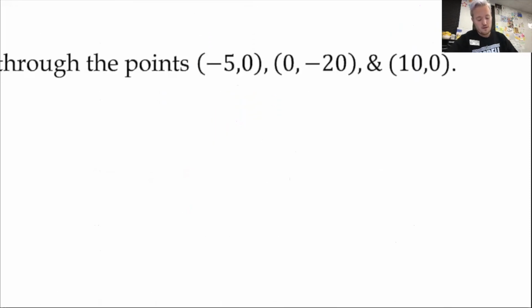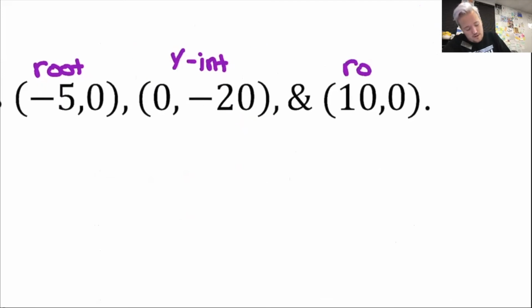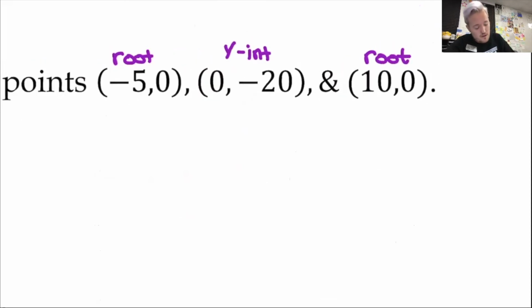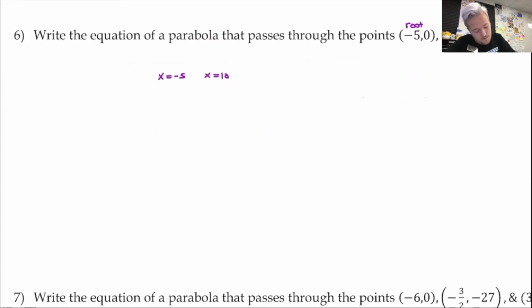I'm going to go through these a little quicker, and then I'll show you guys the calculator trick. All right, so once again, -5, 0, this is your root. Now 0, -20, this is actually a y-intercept. So you really have to pay attention to see what the x-intercepts are and a potential y-intercept. All right, and then 10, 0 over here, it is a root. All right, so once again, start with your roots. All right, I'm going to move these over here.